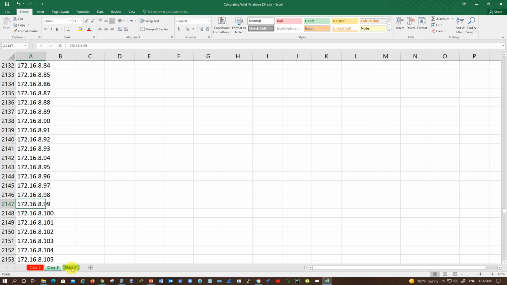Even in class A you can go up to at least 65,534 and a little beyond that address range. After that, this calculation and this method goes crazy. So I noticed that this is very good to calculate the addresses.